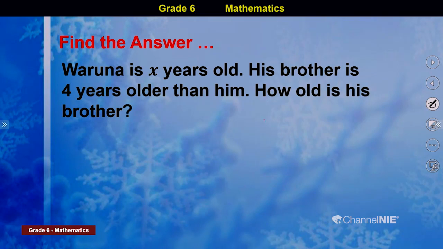Varuna's age is X years old. As his brother is 4 years older than him, we can add 4 years. Then we get his brother's age as X plus 4 years. Let's move to another sentence question.